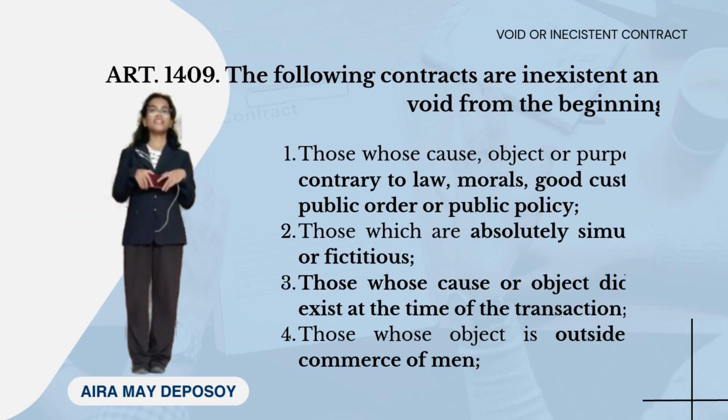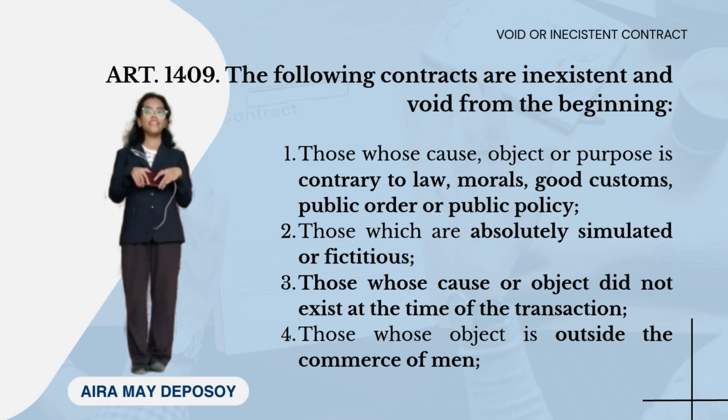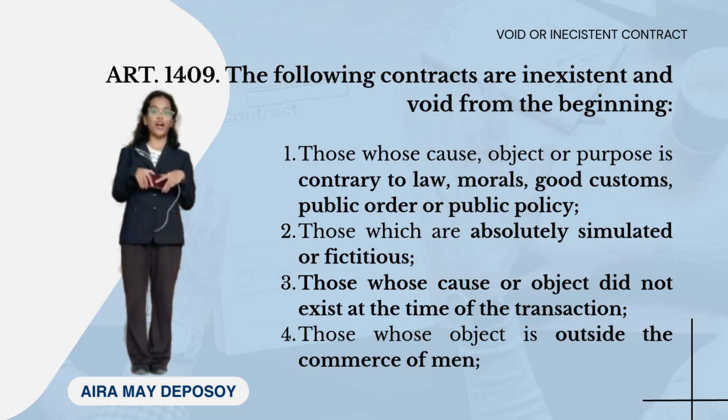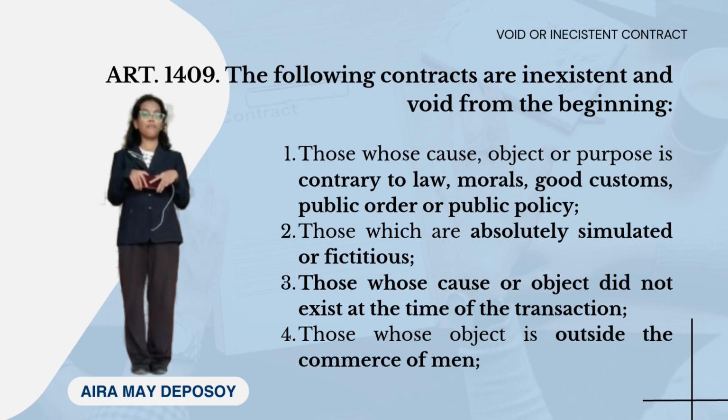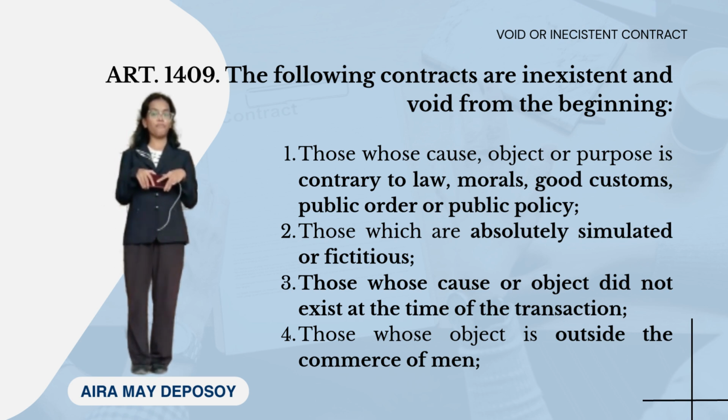Now, to understand the void contracts better, let's proceed to the examples or the 7 kinds of void contracts. First is those whose cause, object, or purpose is contrary to law, morals, good customs, public order, or public policy. These are contracts that violate basic rules or values of society. For example, the contrary to law.